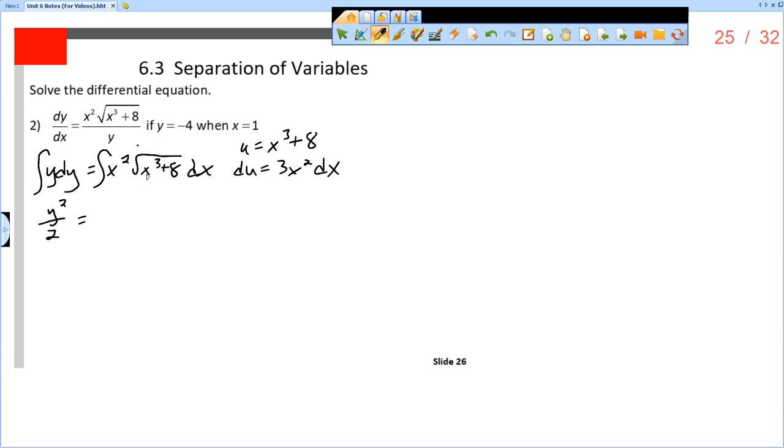Now take a look here. If I have x cubed plus 8 inside of the square root, that's going to be u to the 1/2, square root. And then I have x squared dx. So I recognize that I wanted to have a 3 with my x squared dx. So I put a 3 on the inside, which means I need a 1/3 on the outside.